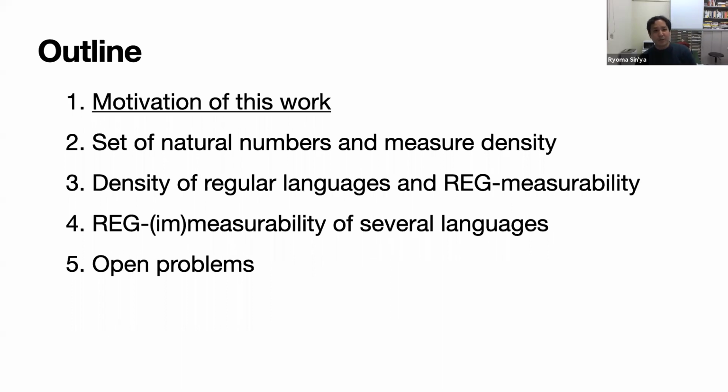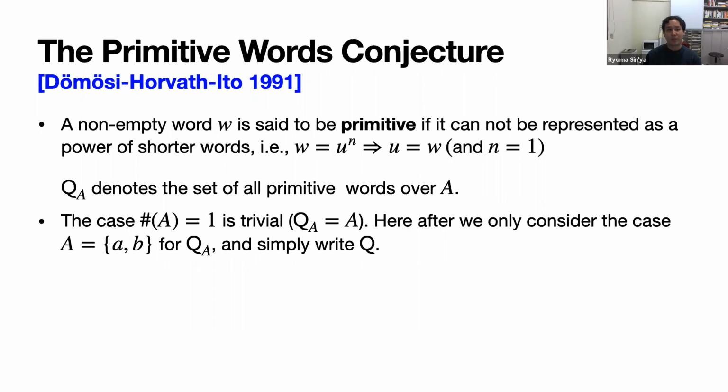The motivation of this work originally came from a long-standing, well-known open problem, which I call the primitive words conjecture, originally posed by Dömösi, Horváth, and Ito in their 1991 paper. First, I explain what a primitive word is. A primitive word is a non-empty word W such that it cannot be represented as a power of any shorter word. And we denote by Q_A the set of all primitive words over A.